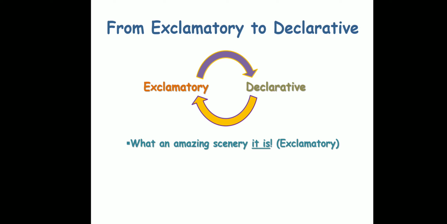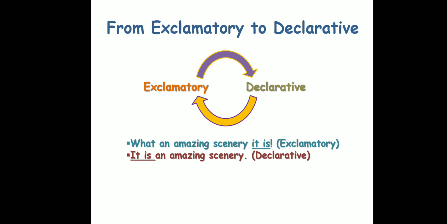Now when you change this exclamatory sentence to declarative, let us see how we are going to do it. It is an amazing scenery. So what did we do here? Subject is it, is the helping verb. In an exclamatory sentence, subject and helping verb come at the end of the sentence. But when we want to change the exclamatory sentence to a declarative sentence, they are going to come in the beginning. So it is will come in the beginning, followed by an amazing scenery.